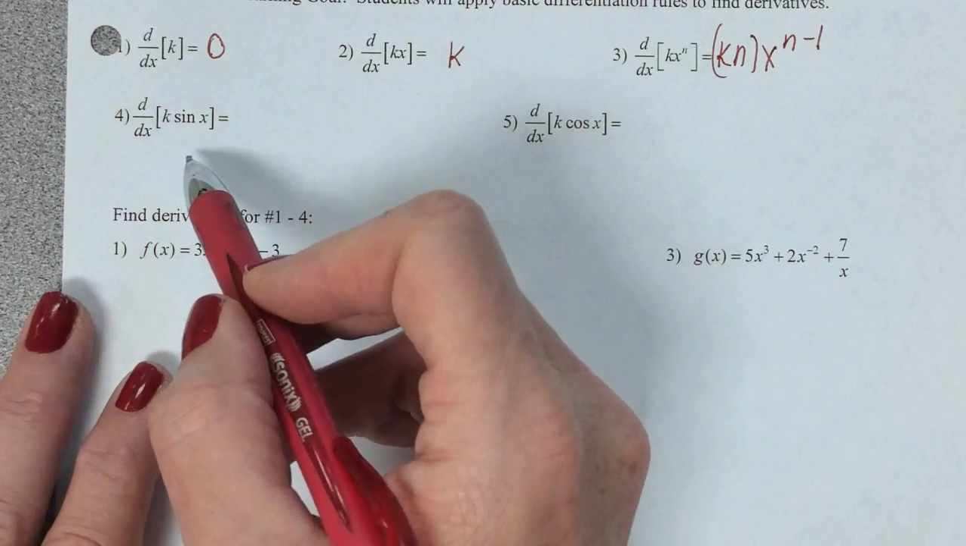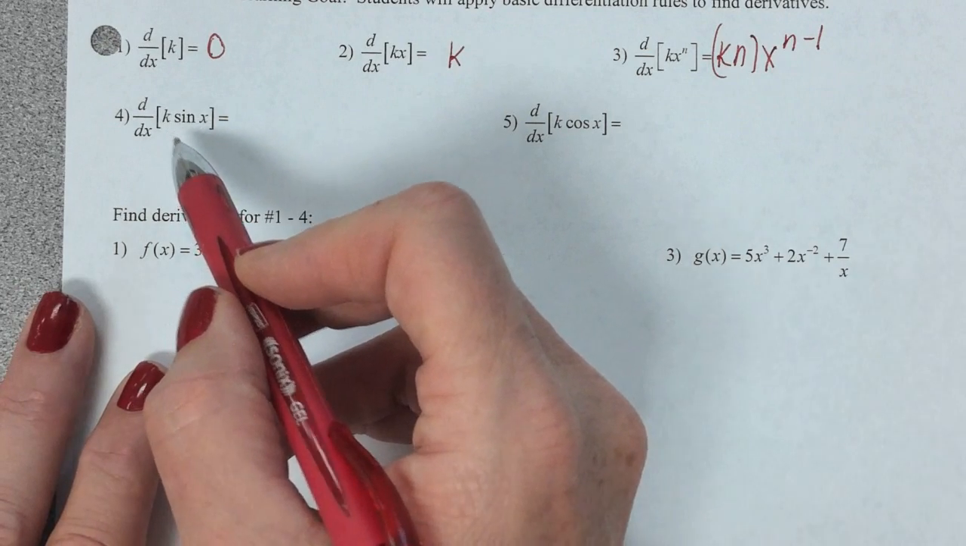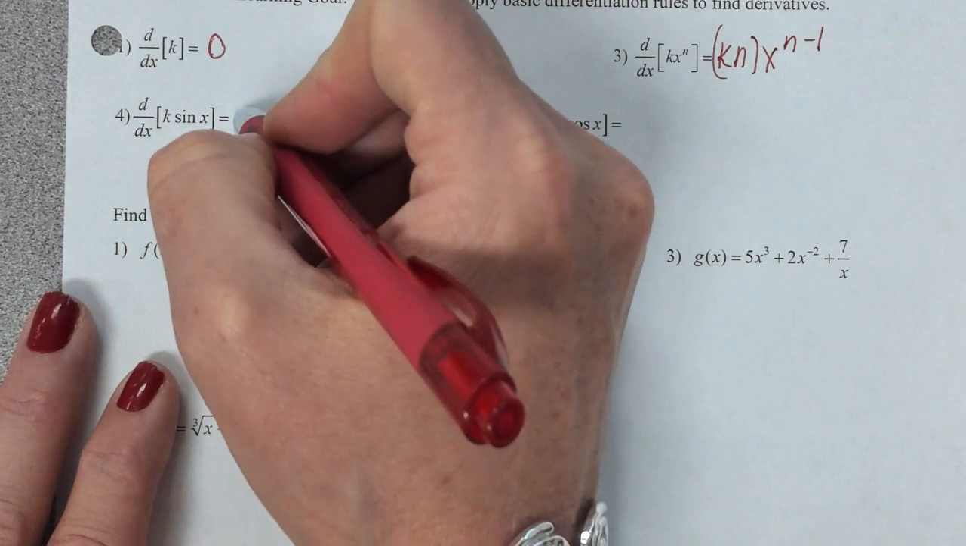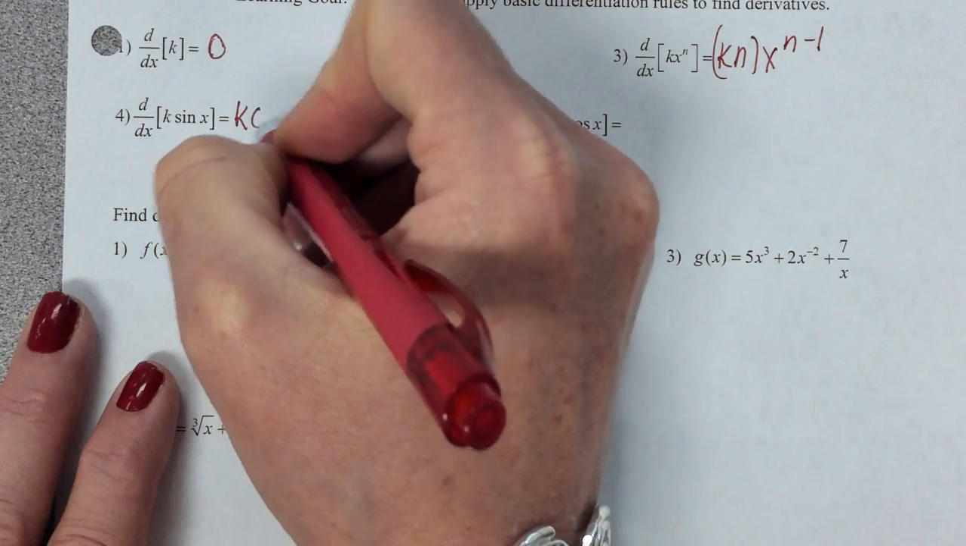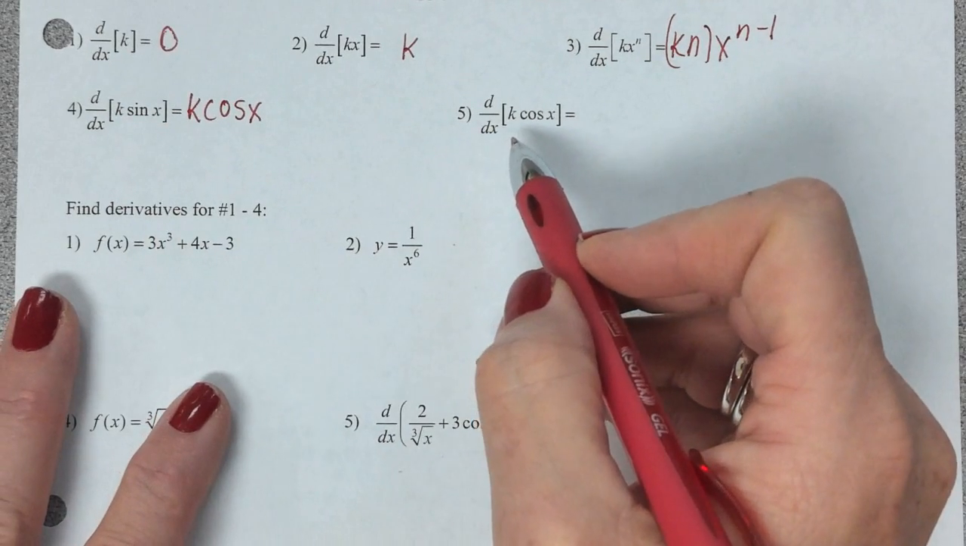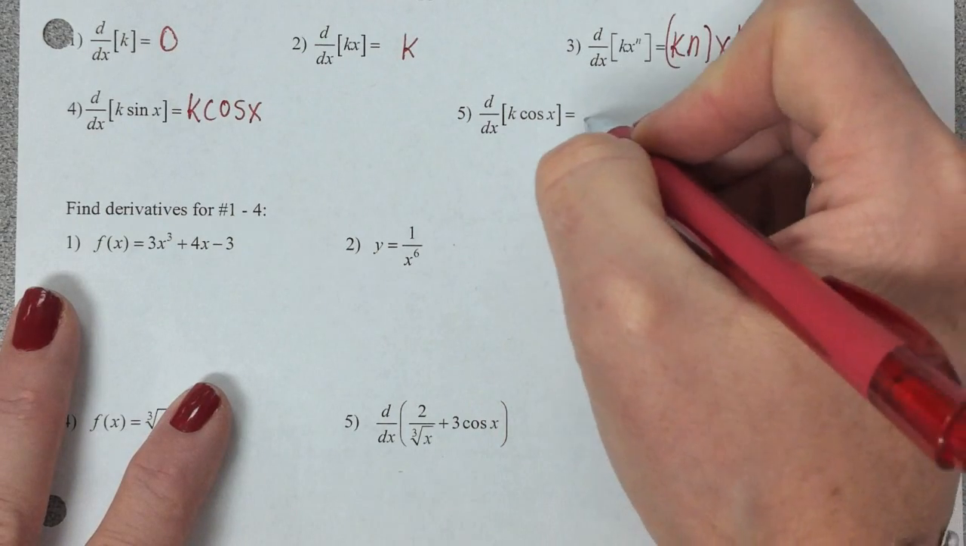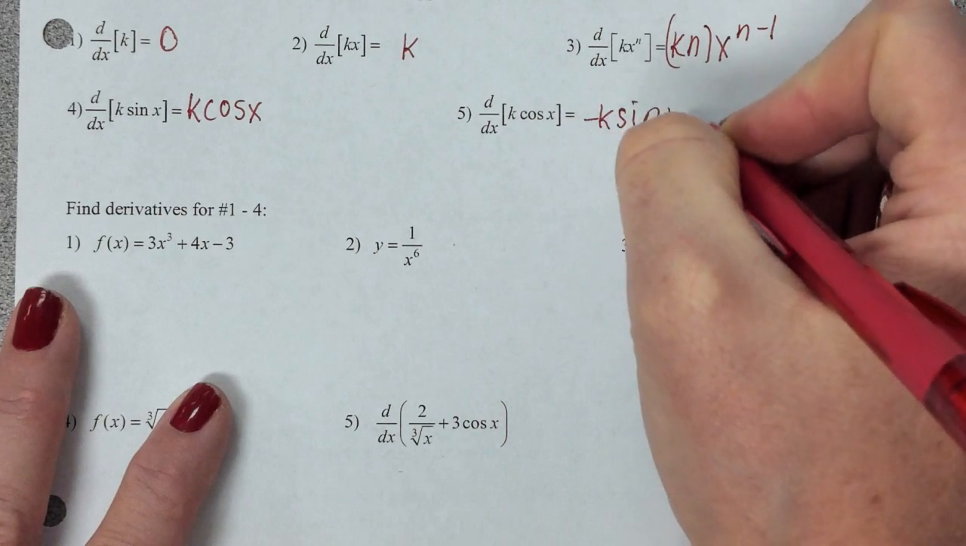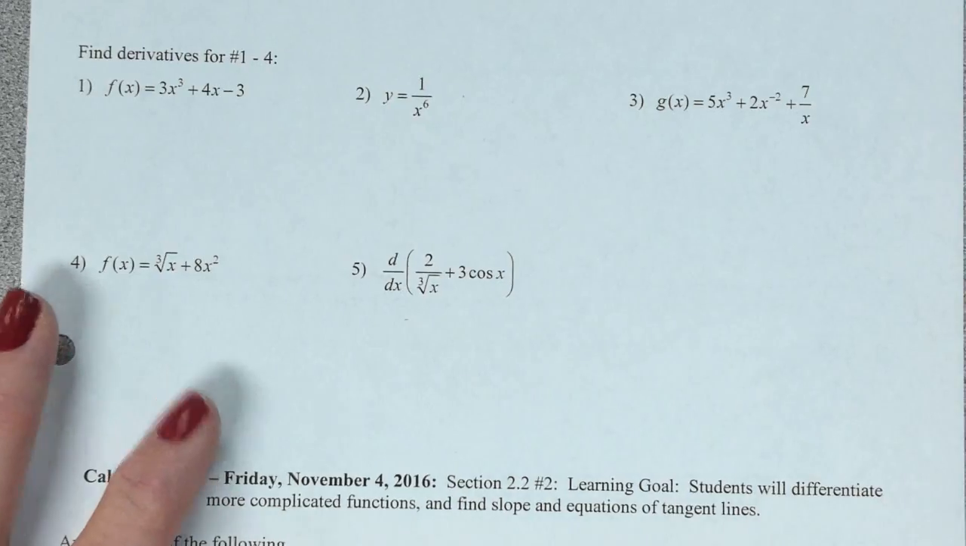All right, do you remember this one? Let's go with you, Chase. What's the derivative there? K. All right. And then what about the derivative of k cosine? Jared? Negative K. All right, so those were the derivatives we learned about.